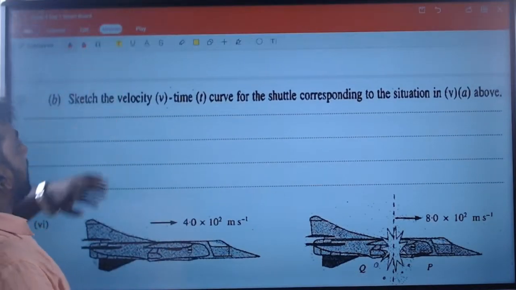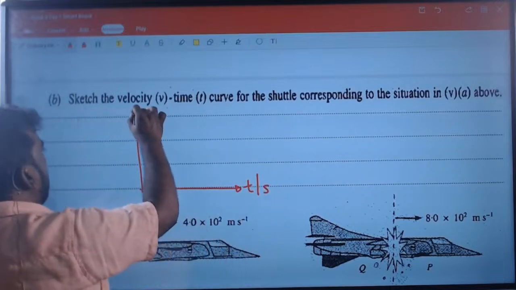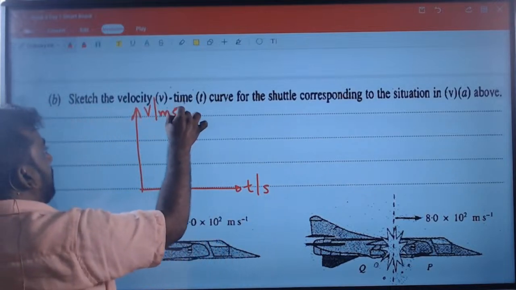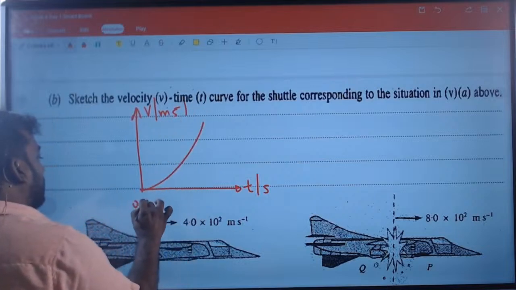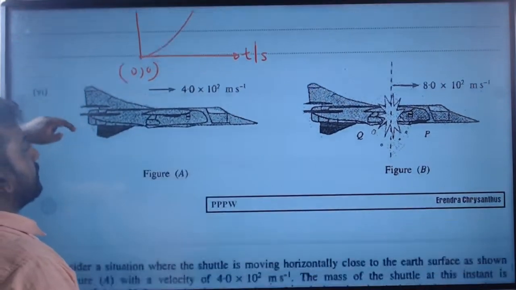Sketch the V-t graph. So acceleration keeps on increasing. Time in seconds, V in meters per second. Acceleration will keep on increasing. Right. Please name the axes correctly, otherwise they'll cut marks.